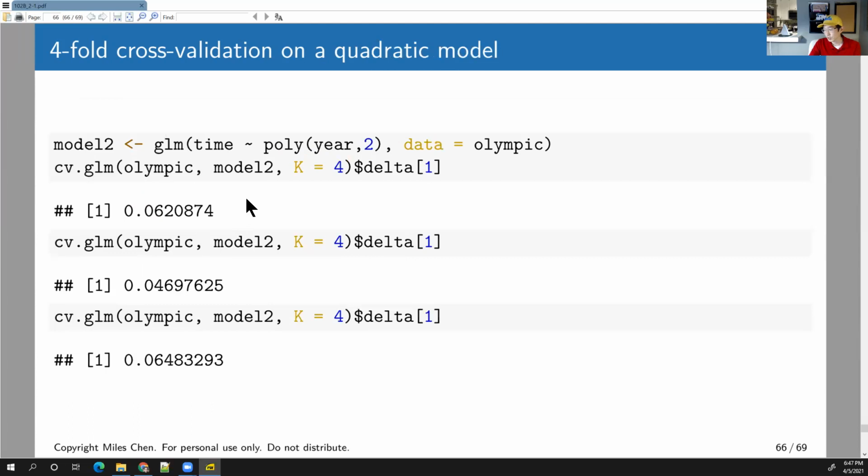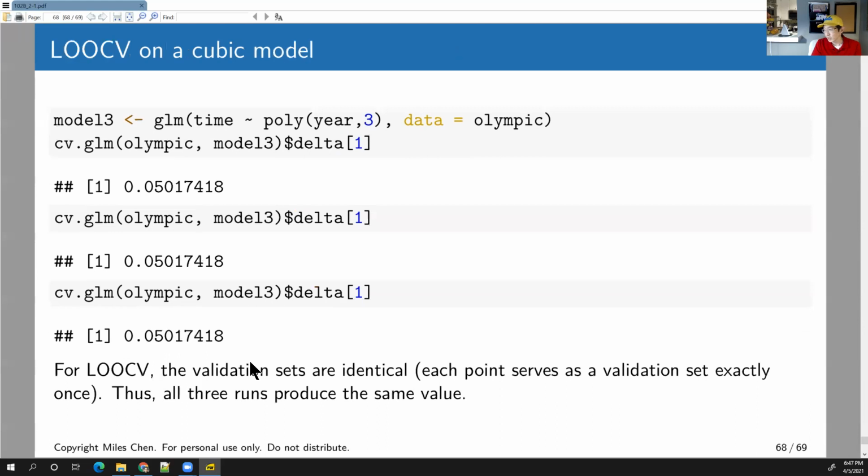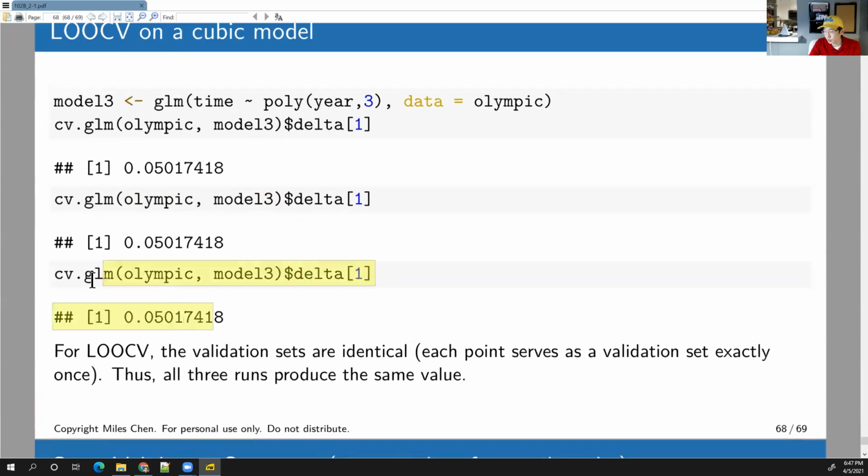Here is what we get when we run a quadratic model. Again we get something subject to randomness. Here it is with the cubic model, and again you get a bit of variation from one run to another. Whereas here, I don't specify k equal to 4, and so this is going to run leave-one-out cross-validation. Every time you run leave-one-out cross-validation there's no randomness, and so you get the exact same results every single time.